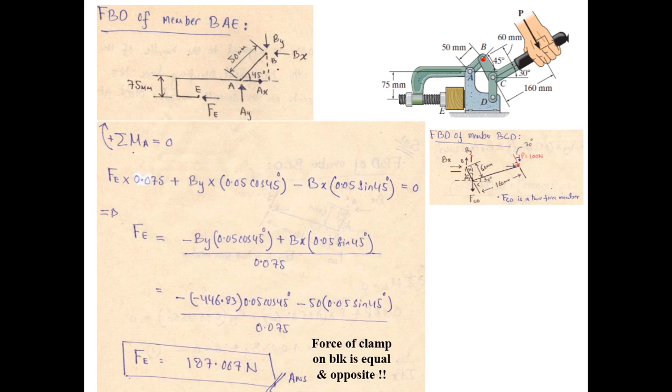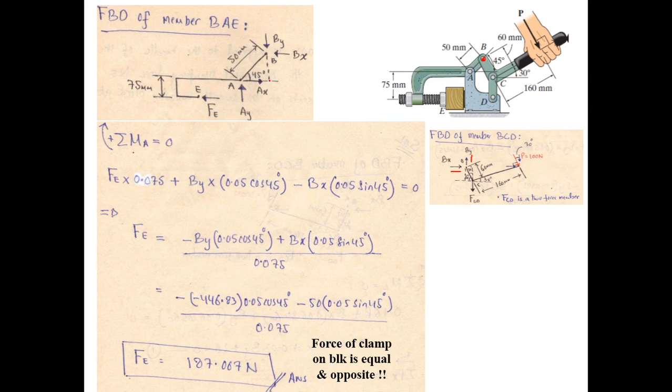And now we just have to use summation of moment about point A. We see that in doing so Ax and Ay will not produce any moment about point A. The only forces that will produce moment about point A are Fe, By and Bx. So Fe has a moment arm of 0.075 from point A, and this is clockwise, so it is positive. Then By has a moment arm of 50 cos 45, and 50 millimeters is 0.05 meters, so 0.05 cos of 45, and this is a clockwise moment, that is why positive.